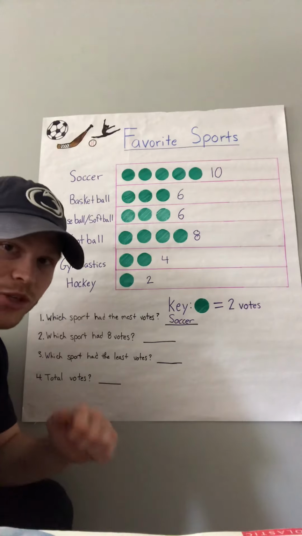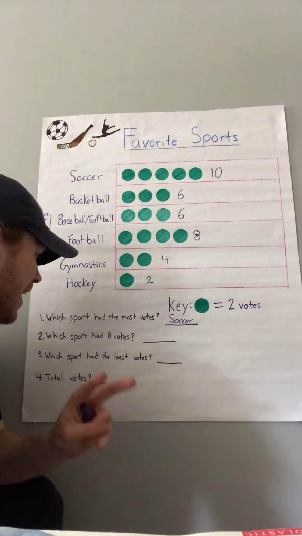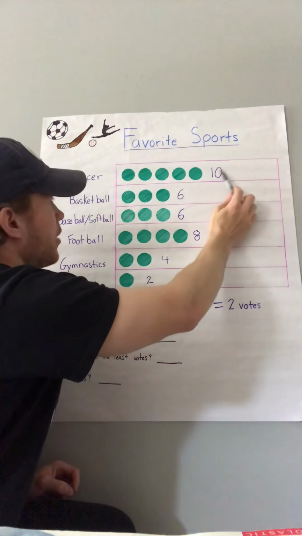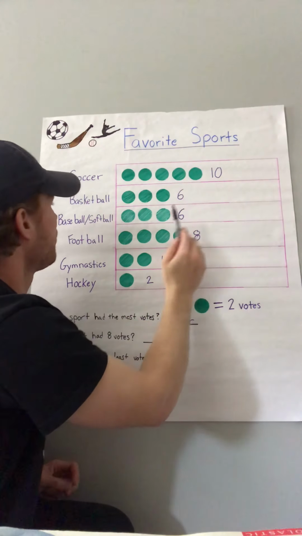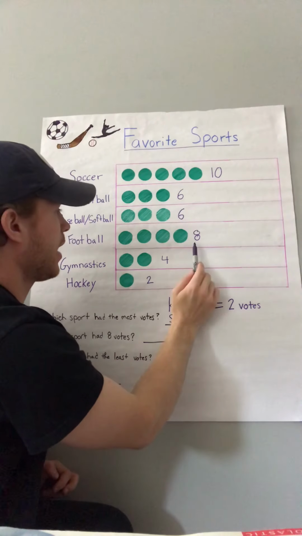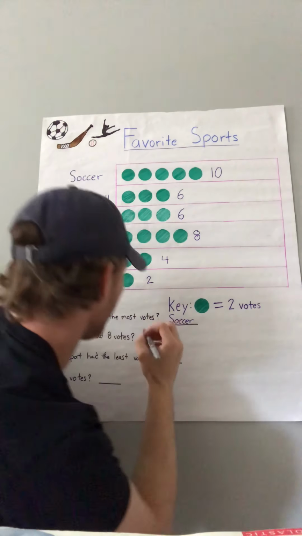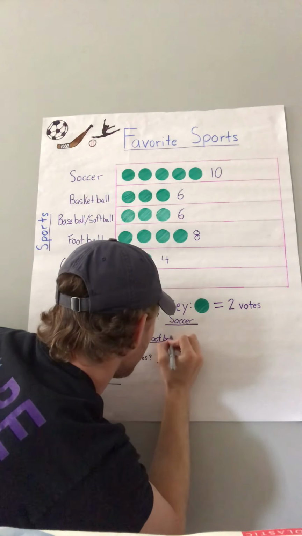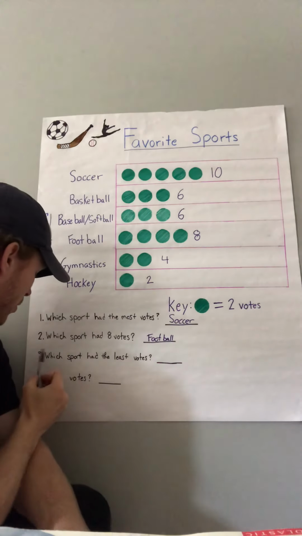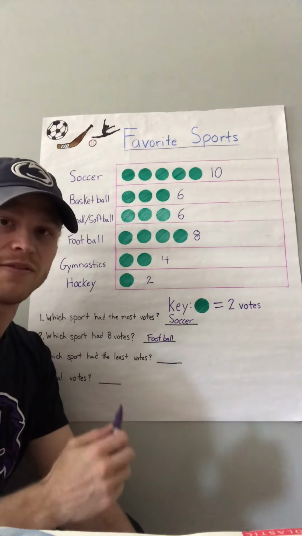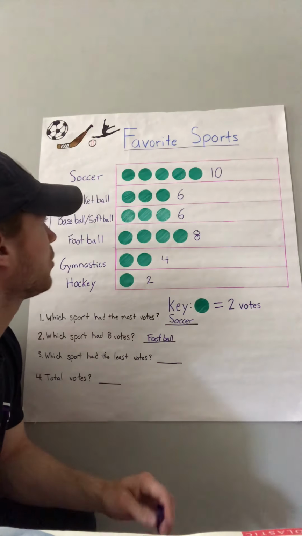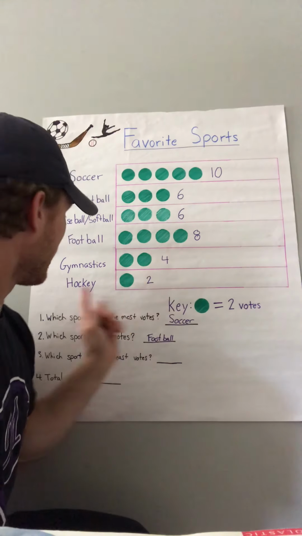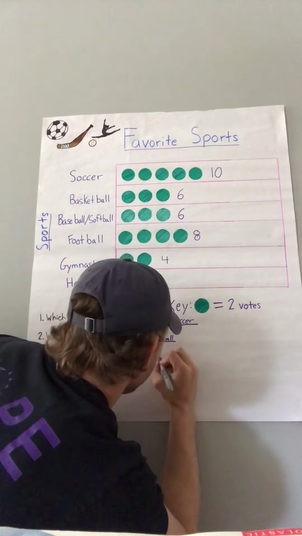Now the next question, number 2, says, which sport had 8 votes? So let's look here to see which sport had 8 votes. So soccer had 10, basketball had 6, baseball and softball had 6, football had 8. So it wants 8 votes, so the sport that had 8 votes was football. Okay. Now number 3 says, which sport had the least votes? So which sport had the least amount of votes? Well, 2 is less than 4, so then hockey is going to be our sport that had the least amount of votes.